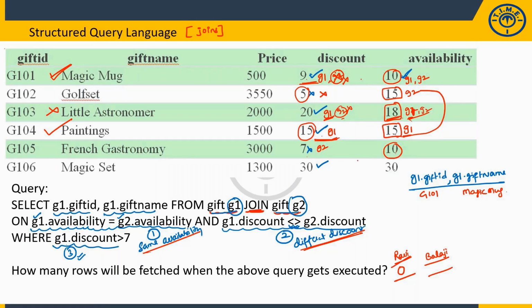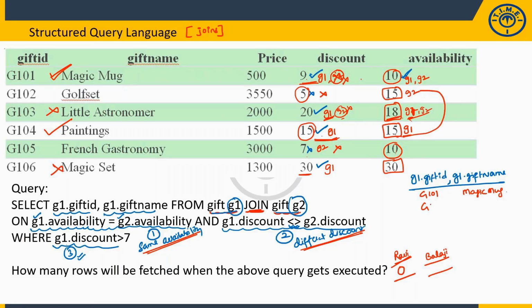Okay. And anyhow, this is not selected. And this one, last one. This is gift 1. Gift 1 availability is 30. And it requires to have same availability with other gift. 30 same availability is not there with another gift. Because it is not there with another gift, this first condition is failed, so this is not going to be selected. So how many rows will be fetched in the output?